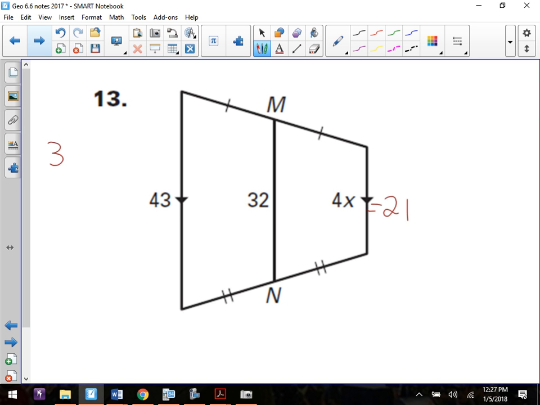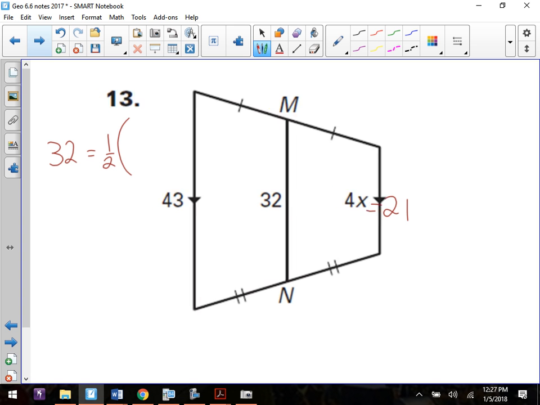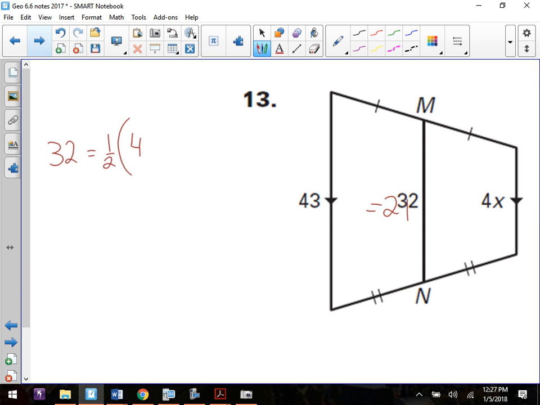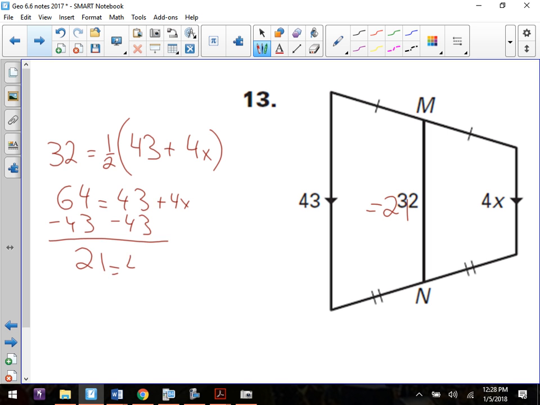Whereas all I was doing was this. I know that 32 is the mid-segment. It has to equal half the sum of the 2 bases. And what I did is I doubled the other side. Subtracted the 43. But I did all that work out loud. That's why I wrote it out.